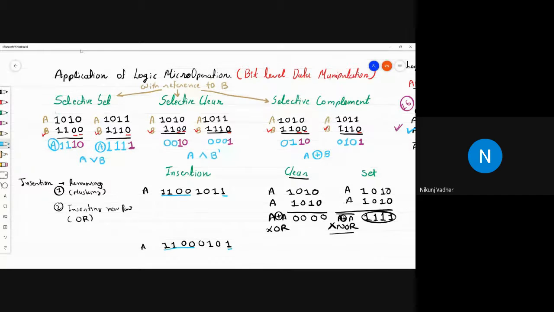So first of all, we will do the masking. Masking means we will keep the first digit and last 4 digits as they are, and the remaining digits we will remove. To do that, we will perform the AND operation with 1100 0001. The bit we want to keep, we will keep it as 1, and the bit which we want to remove, we will make it 0. So at the end of masking, the answer will be 1100 0001.